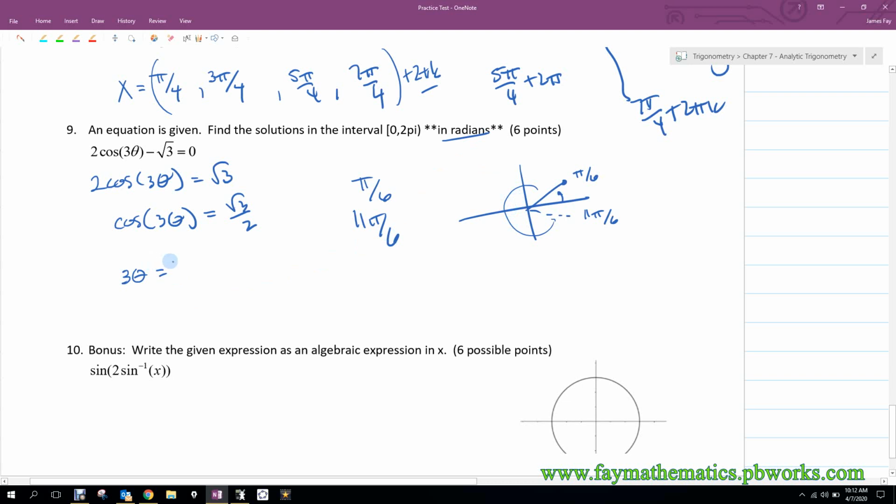So now, if you remember what we do here, we're going to take 3 theta equal to pi over 6, and 3 theta is equal to 11 pi over 6. We're going to add to it our 2 pi k. Okay, and now we're going to solve for theta. So theta would be, divide everything by 3 here. So pi over 18 plus 2 pi over 3. This one here would be 11 pi over 18 plus 2 pi over 3.